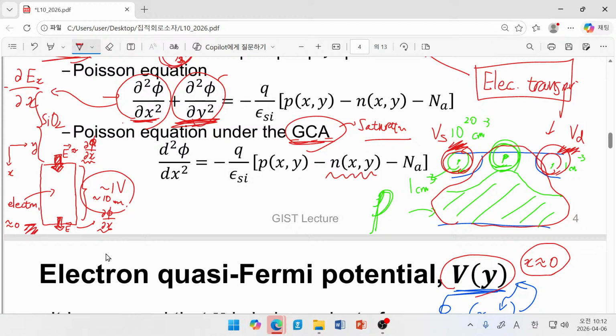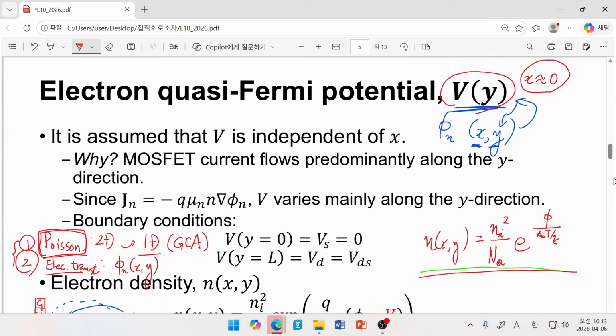So variation of your hole quasi-Fermi potential only occurs within this source drain region. It means that what will be the value of your hole quasi-Fermi potential at this point? At this point, you can certainly say that it will be just 0. Why is it 0? Because the substrate is grounded. That is my conclusion here.